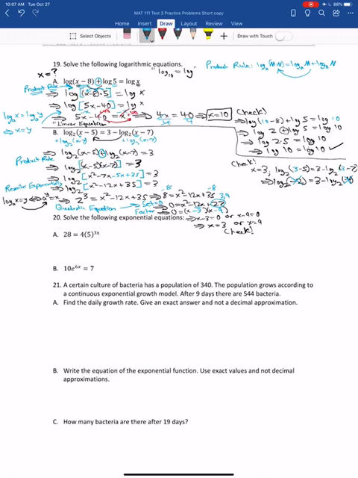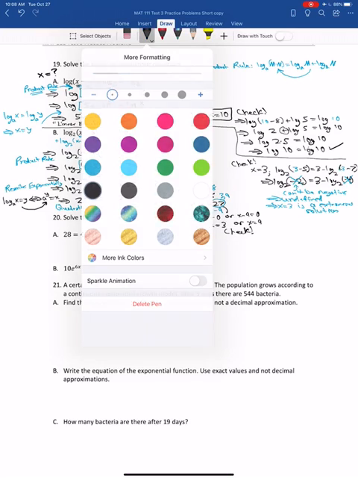Can't be negative. That's undefined. Make a note: can't be negative. That's an undefined value. With that said, that means x equals 3 is extraneous. So you see an extraneous solution come into play. Yes, it's a solution to the quadratic, but it's not a solution to the logarithm, which is what we're solving.